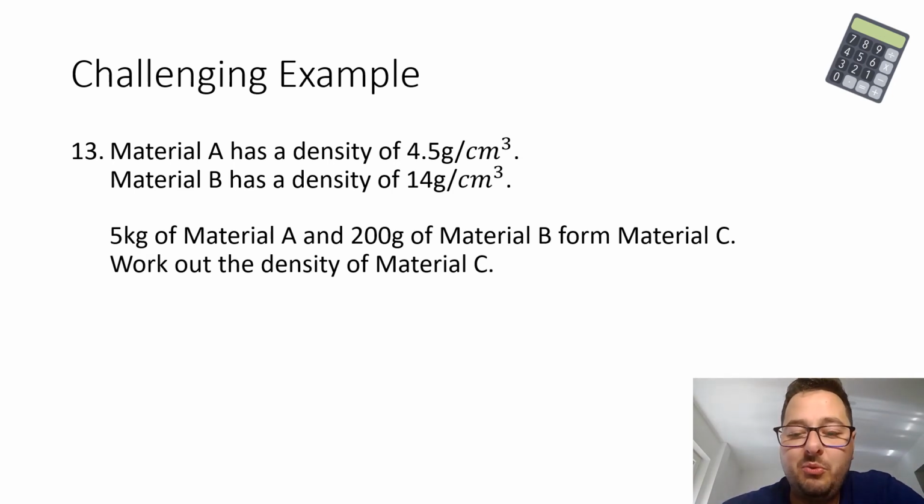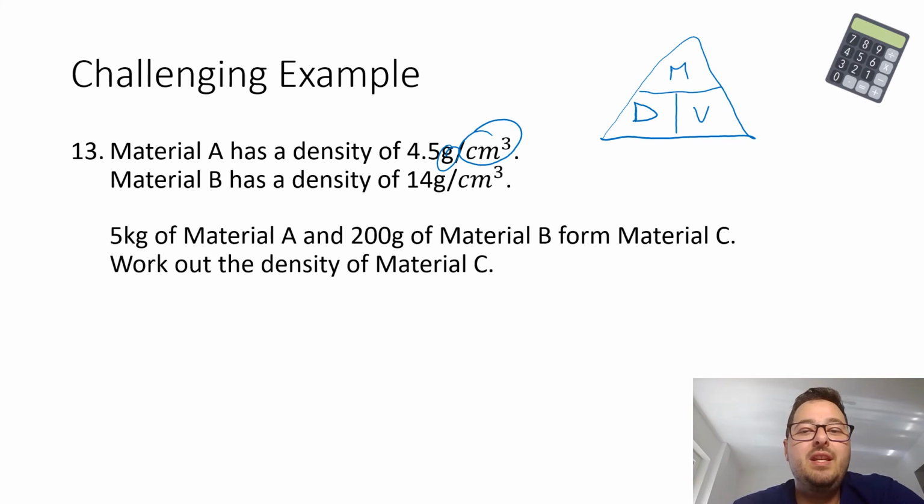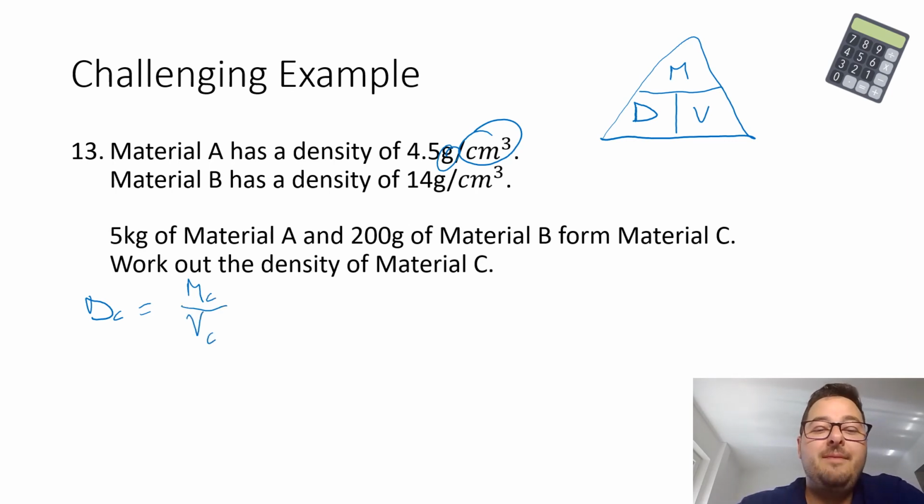Okay, so we're living in the world of density, so let's just do that triangle to start with. So density is mass over volume. Again, if you forget that, then it's here. It's mass over volume, like that. So to work out the density of material C, what do we need? Well, it's going to be the mass of C divided by the volume of C.